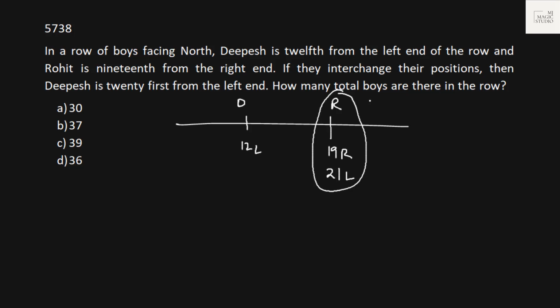Means this position is 19th from the right and 21st from the left. That means the total number of boys in the row is 19 plus 21, that is 40, minus 1, 39. We know the drill. The total number of people is L plus R minus 1. There are 39 boys in this row. Option C is the pick.